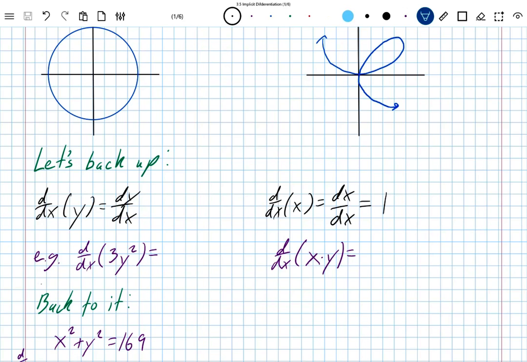So 3y squared, what would the derivative of that be? Treat it like anything else. We'd say leave the 3 out front. Let's do this in blue. Leave the 3 out front.